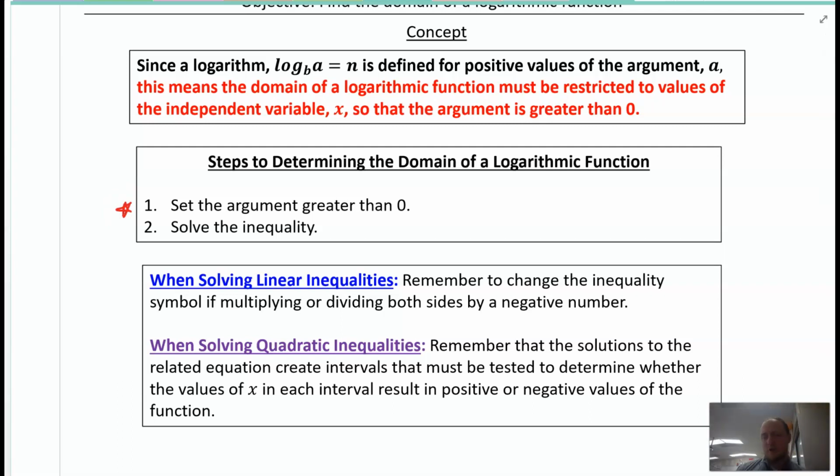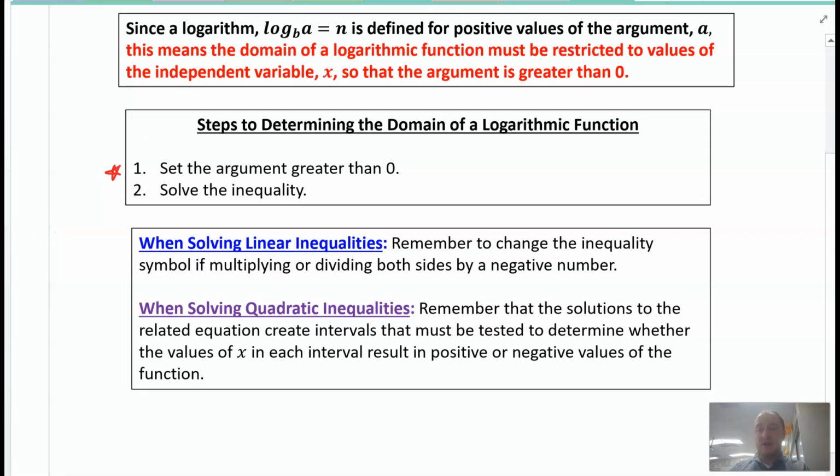the inequality. So we're going to be solving inequalities, and just some things to remember when we're working with linear inequalities and quadratic inequalities. If we multiply or divide by a negative, you'll see your inequality switch, so don't fall into that trap. And when we're solving quadratic inequalities, we're going to have to draw a number line. When we solve, we'll find our critical values, and we'll test to see which interval gives us our domain.